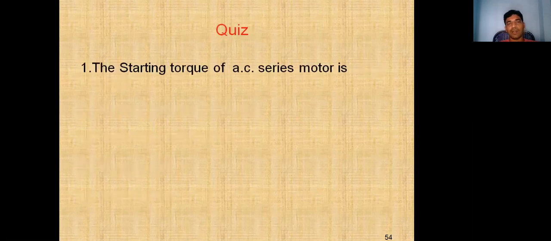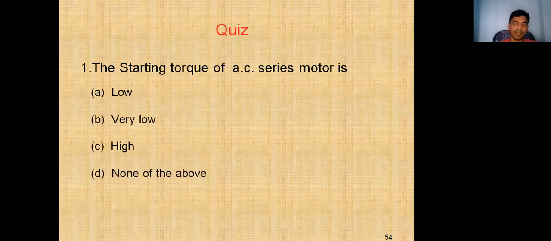The starting torque of an AC series motor is option A low, option B very low, option C high, option D none of the above. Starting torque of an AC series motor is high because torque is proportional to the square of the current.